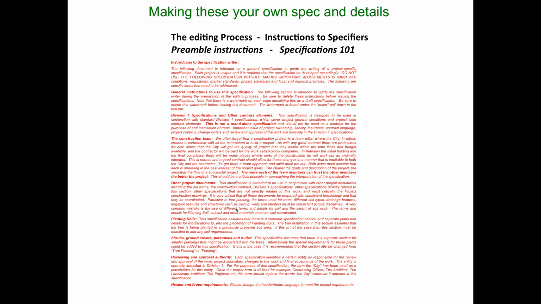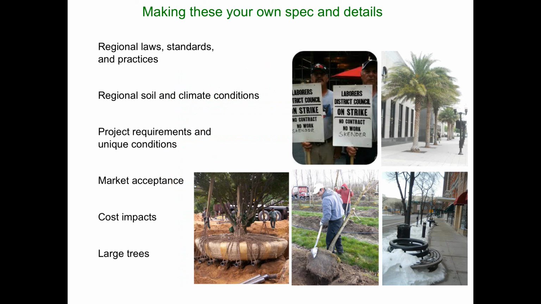At the beginning of each specification section is an entire preamble page, which I like to think of as Specifications 101, and it gives you some basic big picture things that you need to consider when you're editing or writing specifications. So you need to make sure that the specifications meet your regional standards and practices. The requirements in a project in Florida, for a whole bunch of reasons, are different than they might be in Minnesota. And so you've got to make those kinds of changes.